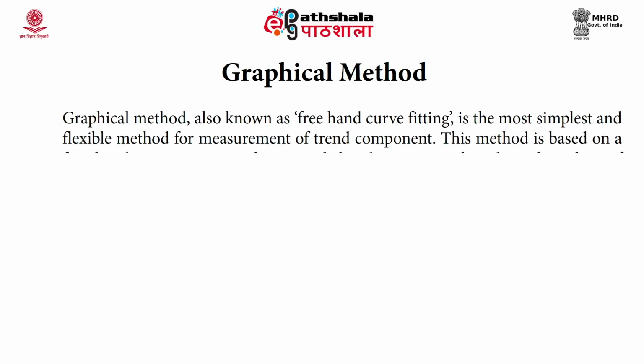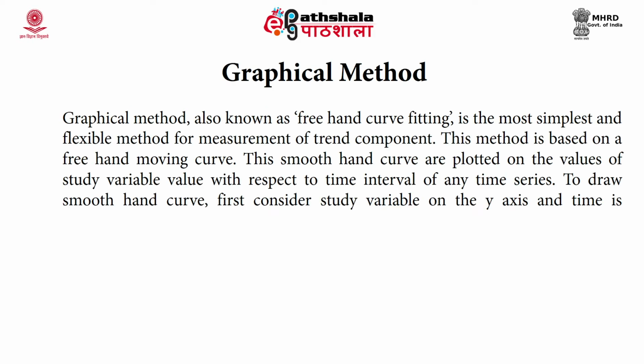Graphical method. The graphical method is also known as freehand curve fitting and is the simplest and most flexible method for measurement of the trend component. This method is based on a freehand, moving curve. This smooth hand curve is plotted on the values of the study variable with respect to the time interval of any time series. To draw the smooth hand curve, first consider the study variable on the y axis and time on the x axis.